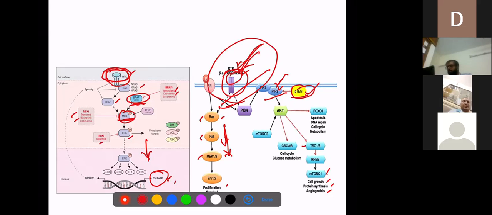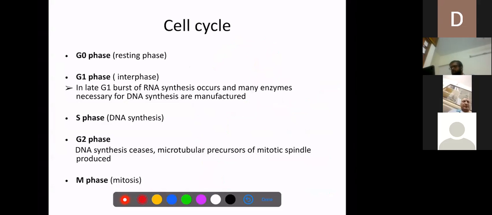So this is how it works. This is how we use targeted therapy in cancer. We go to the molecular pathway where exactly the defect is noted, and we inhibit at that particular point. So before proceeding further, let us have some revision about the cell cycle.